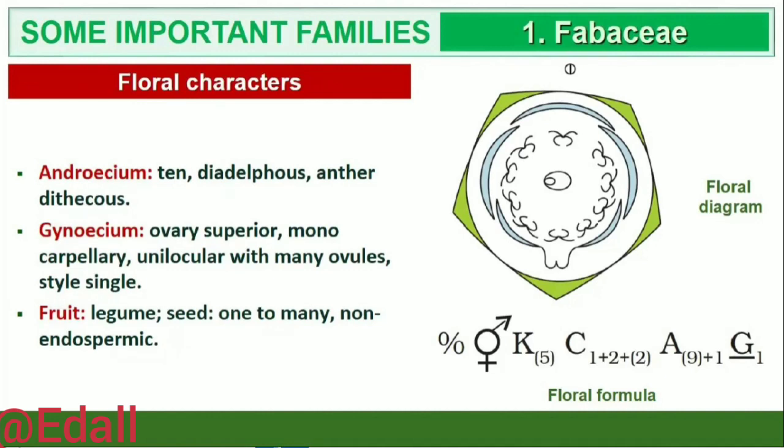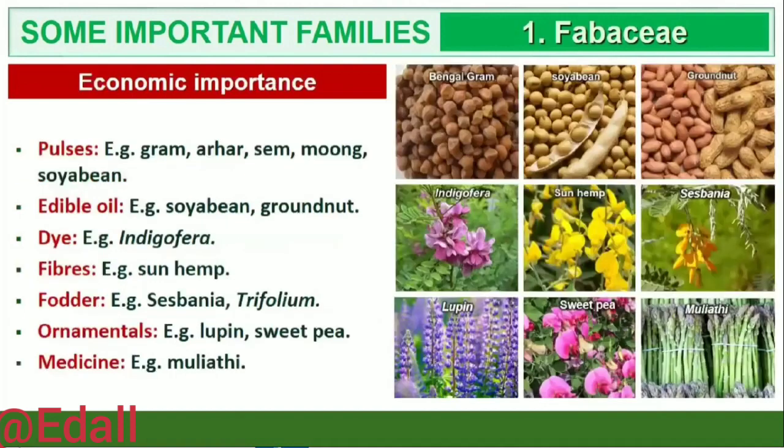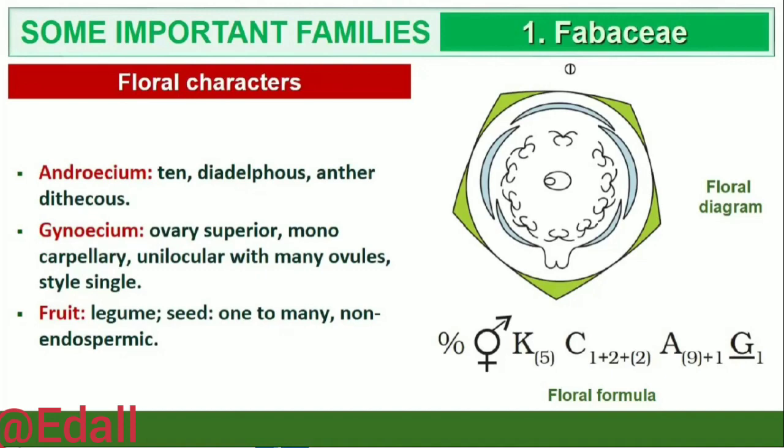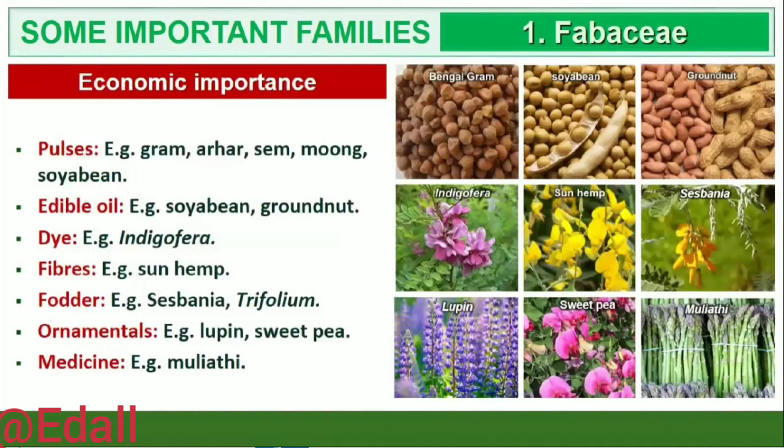Floral formula: zygomorphic, bisexual, calyx 5, corolla 1 plus 2 plus fused 2, androecium 9 plus 1, gynoecium 1. Now write down the floral formula by yourself. Economic importance. Many plants belonging to the family are sources of pulses, gram, arhar, soybean; edible oil, soybean, groundnut; dye, indigofera; fibers, sun hemp; fodder, sesbania, trifolium; ornamentals, lupin, sweet pea; medicine, mulethi.